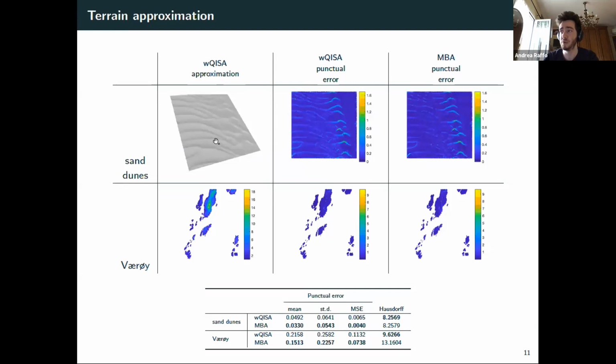Then we have 2 examples of terrain approximation. In the left column, we can see our approximation, while in the remaining, we have the absolute punctual error for our approximation and for the MBA. We consider here only our method and MBA because the point clouds span from 400,000 to 900,000 points, and the implementation which we have been using for the test does not scale to the size of these point clouds. Also, in this case, we can see that our approach is slightly better when it comes to the Hausdorff distance, while it's slightly worse when it comes to the remaining measures.